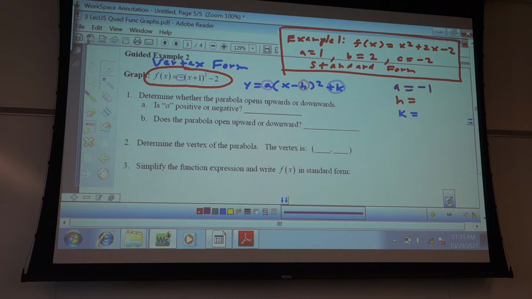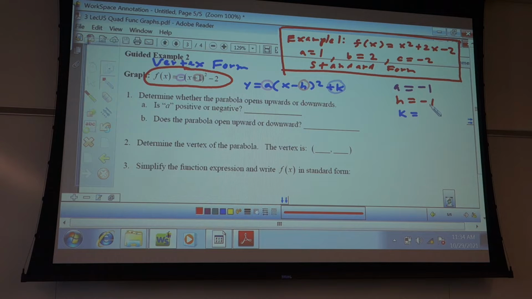Okay, and then we have our H. My H comes out of here. So remember, this is minus H. H can't be 1, because it has to be x minus 1 for H to be 1. So H actually has to be negative 1, because it's x minus H. So if it's x plus 1, that means H has to be negative 1.